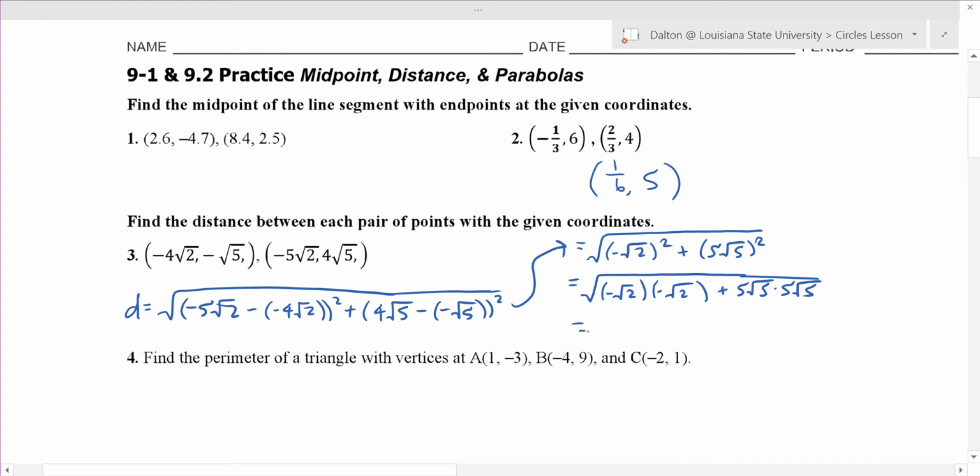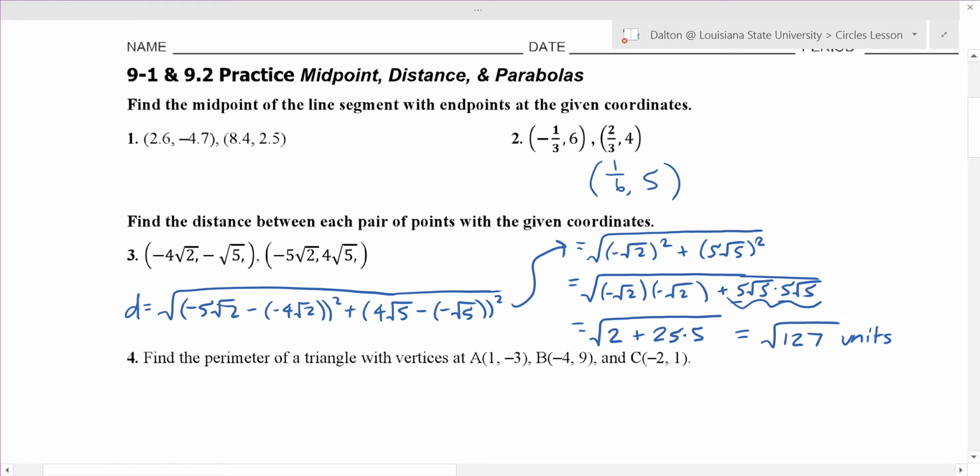Negative square root of 2 times negative square root of 2 is a positive; the square roots cancel, so you're just left with a positive 2. Plus, for this one, you get to multiply the 5's out front, so 5 times 5 is 25. Then the square root of 5 times the square root of 5 is 5, so that's 25 times 5, which is 125. 125 plus 2 gets you to the answer, which is 127 units.